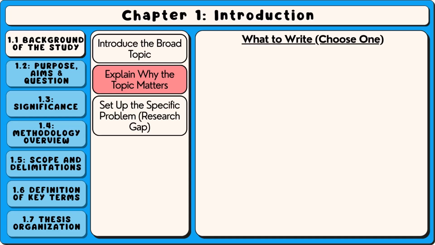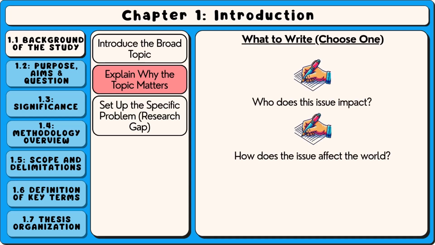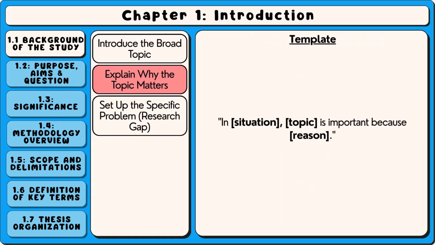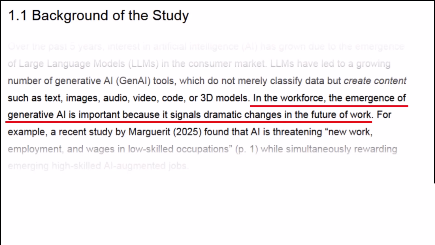Step 2 in the background of the study section is to explain why the topic matters. Questions you could ask yourself here are, who does the issue impact? How does the issue affect the world? And why should people care about it? So here's a template. You say, in a specific situation, your topic is important because of a reason. In the sample thesis, you can see it says, in the workforce, the emergence of generative AI is important because it signals dramatic changes to the future of work.